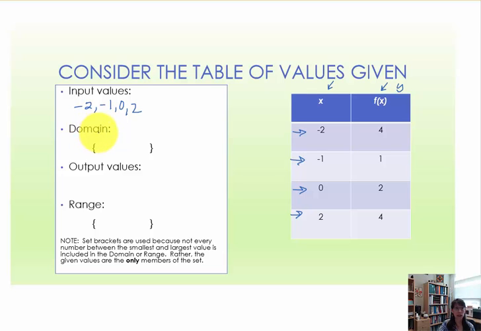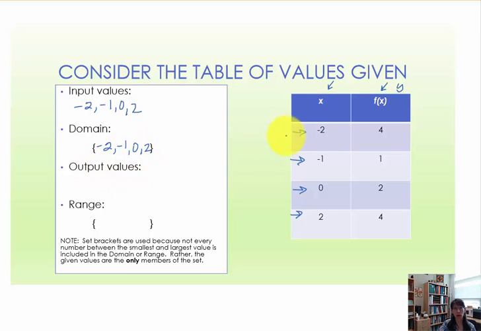As far as domain is concerned, domain is going to list our input values from the smallest to the largest value. If any of those input values repeat, we only need to write them one time. It looks like the input values already are in order from the smallest to the largest. And notice set brackets are used here to list this domain because it is a specific set of numbers. Only -2, -1, 0, and 2 will be used for the input values. So that's why we're using set brackets to show this is the set of input.